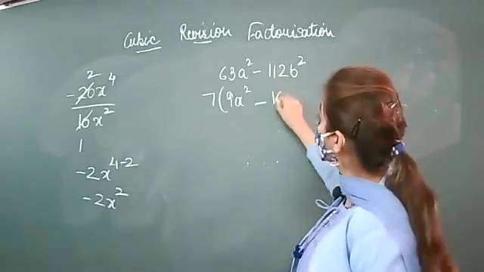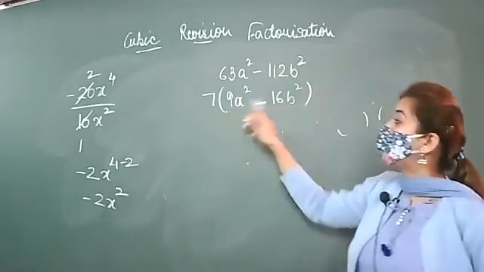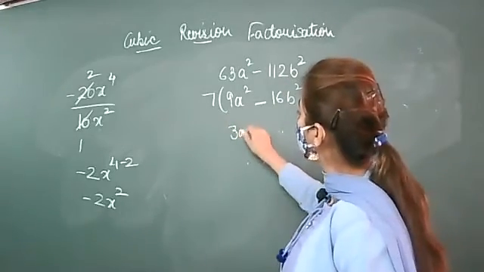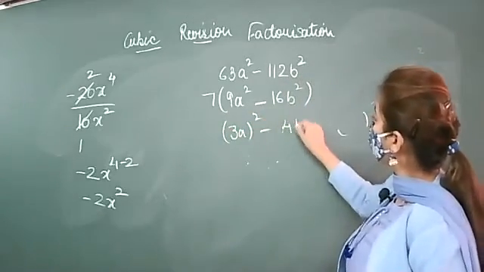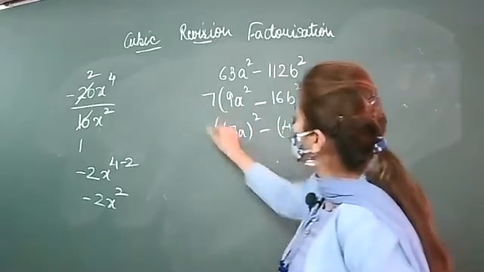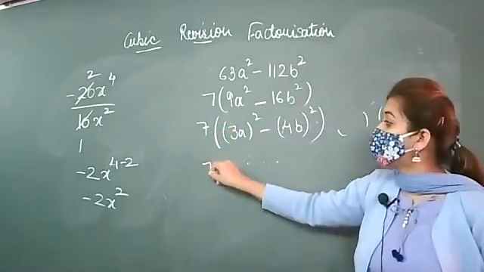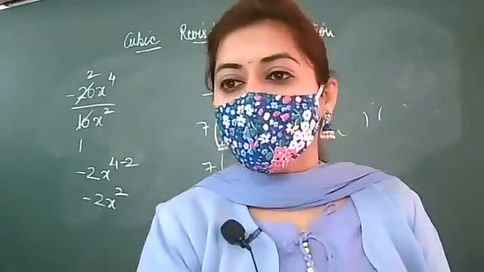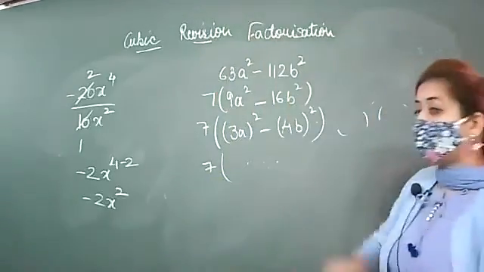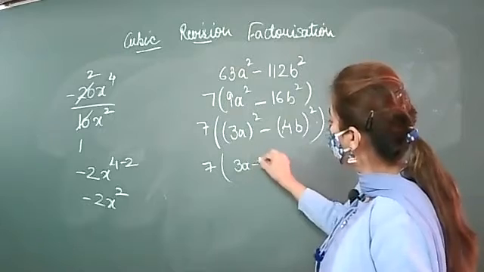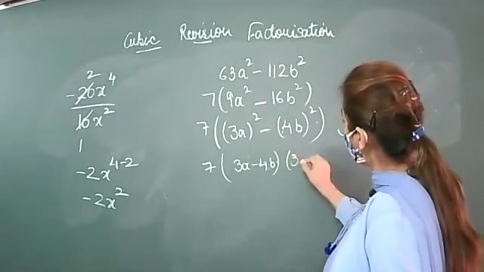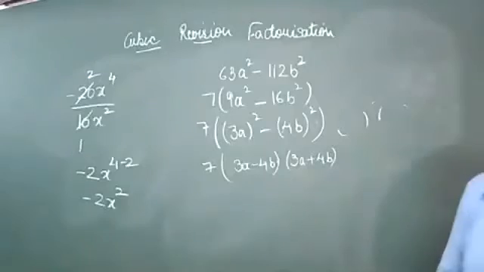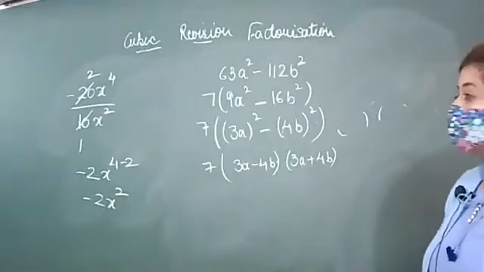What will come here? 16b square. Now 9 and 16 both are perfect square number. So this can be written as a square minus b square, and rest of the things will be same. 7 is same. A square minus b square is a plus b, a minus b. So write it 3a minus 4b, 3a plus 4b. So these are the two brackets. Any doubt?